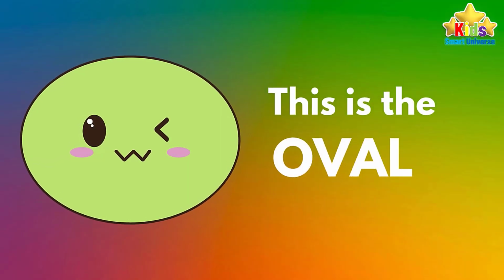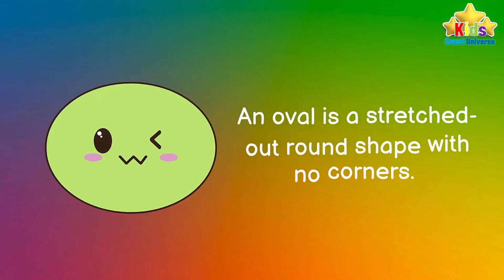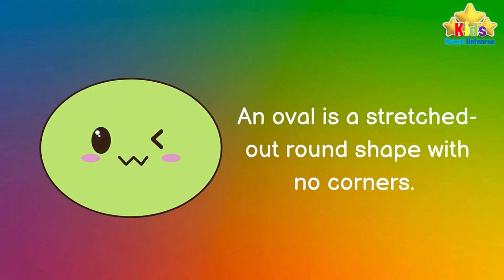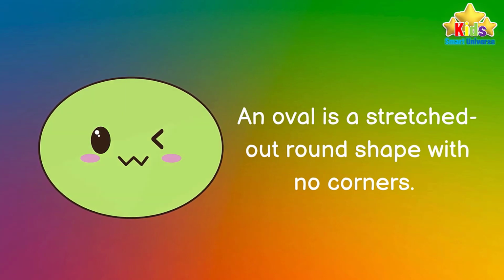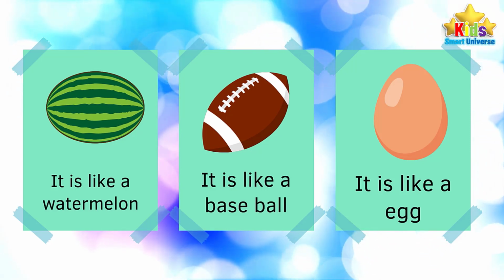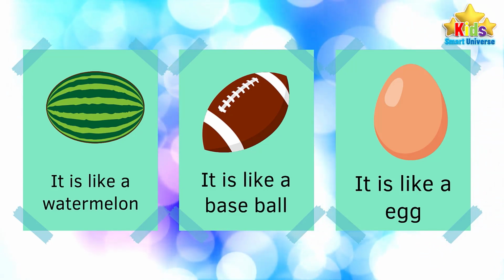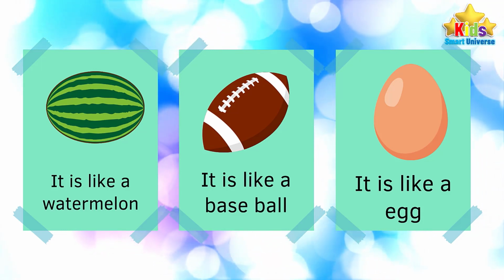This is the oval. An oval is a stretched out round shape with no corners. It is like a watermelon. It is like a baseball. It is like an egg.